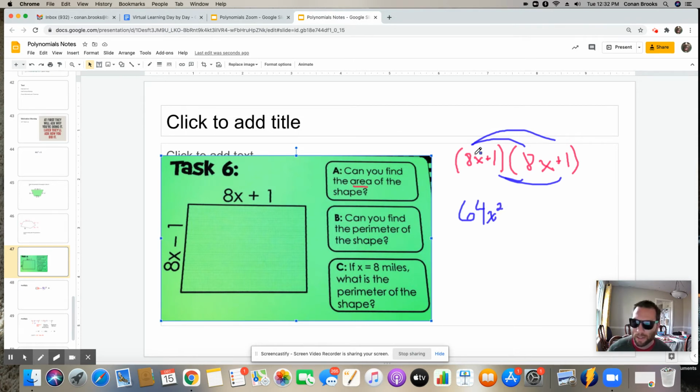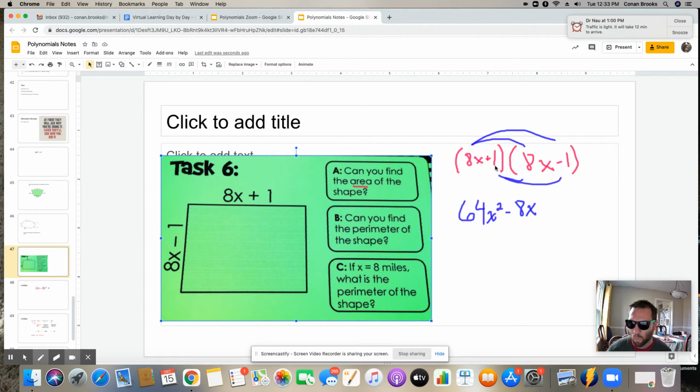We're going to do 8x. Oh, look, I already wrote it down wrong. I'm checking my work and I'm saying one of these is negative, right? All right, sorry guys. This is negative, right? One is negative, one is positive. Okay, all right, we're looking good. Okay, 8x times negative 1 is negative 8x.